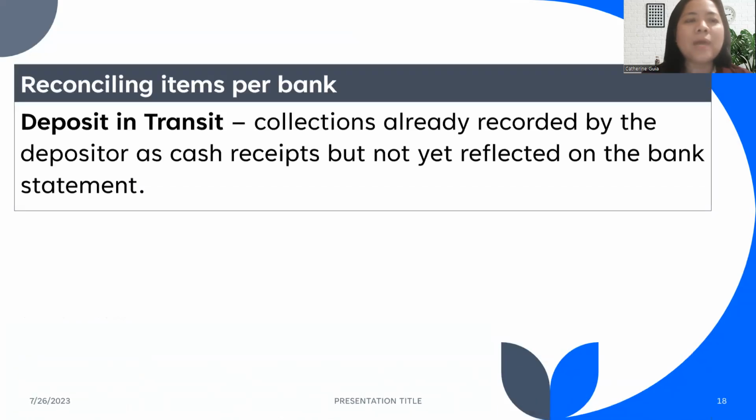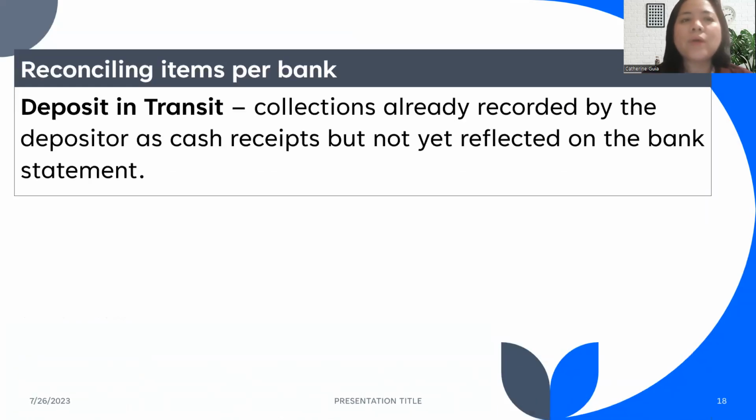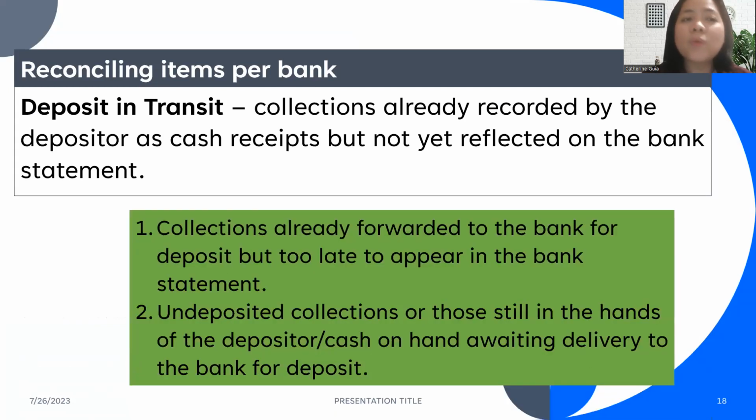Okay? How about the reconciling items per bank? The reconciling items per bank include the deposit in transit, and this deposit in transit refers to collections already recorded by the depositor as cash receipts but not yet reflected on the bank statement. And usually, these collections are the end of month collections of the cashier, which are too late to be reflected on the bank statement. Actually, we have here examples of deposit in transit. So number one is the collections already forwarded to the bank for deposit but too late to appear in the bank statement because they have a cut-off.